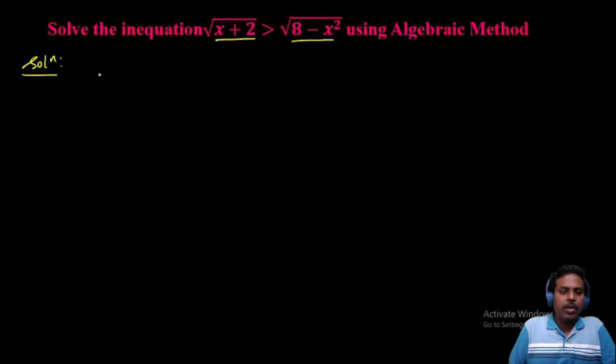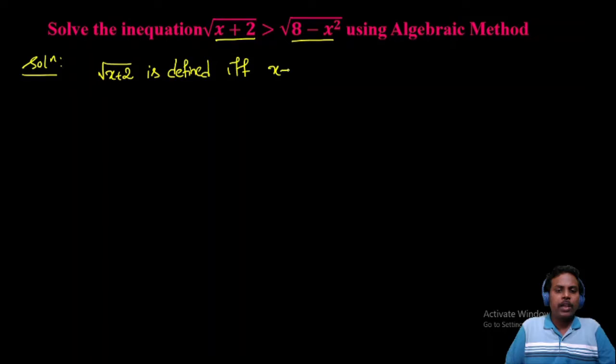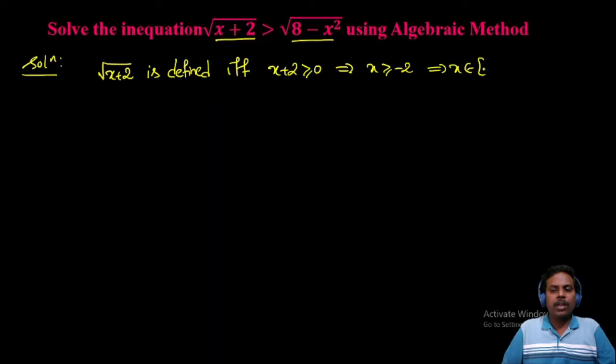Of course you remember, under root there is a function. This root x plus 2 is defined if and only if x plus 2 must be greater than or equal to 0, implies x is greater than or equal to minus 2, implies x belongs to the interval minus 2 to infinity. We have discussed this point before. Under root, a function is defined if and only if f of x is greater than or equal to 0.